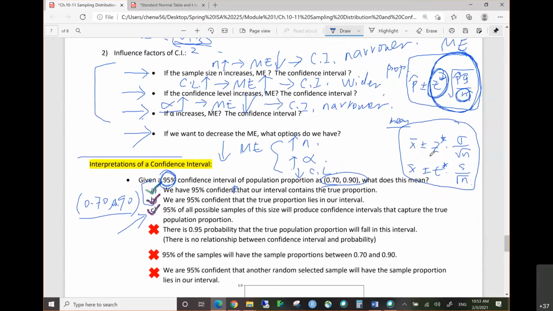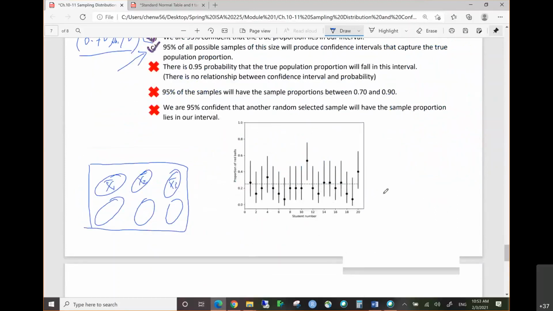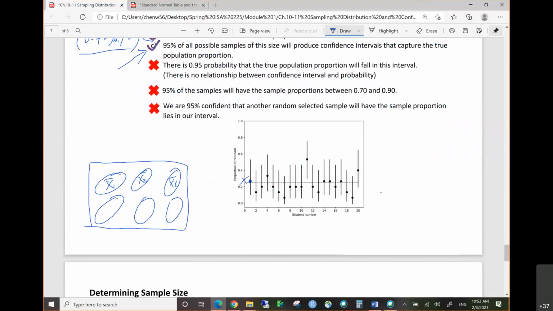That means, of course, your confidence interval will be different based on different sample means. Based on different samples, I have different sample means, and based on those, I can calculate the confidence intervals. And this 95% means 95% of all possible samples with this sample size will produce confidence intervals that cover the true population proportion or population mean.